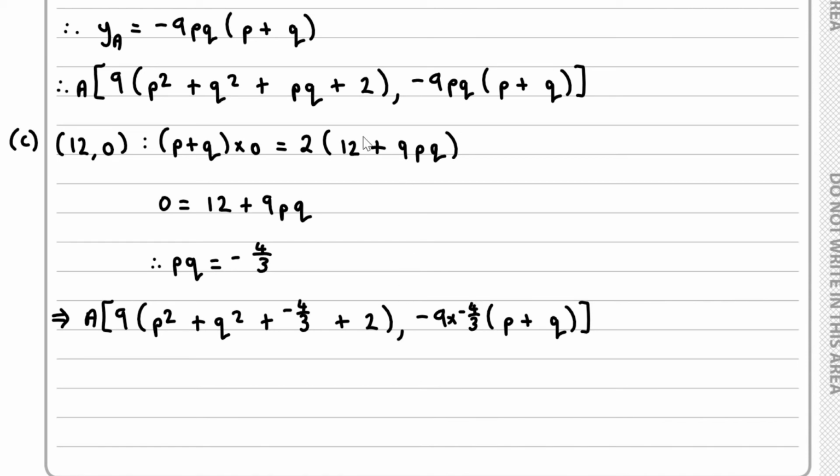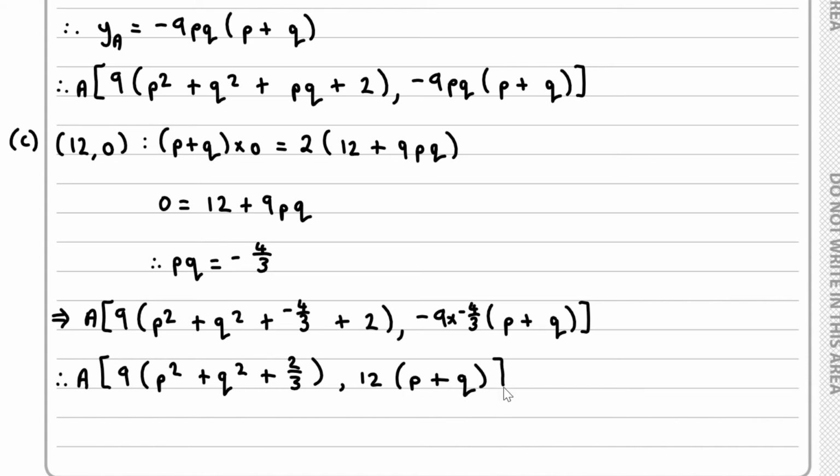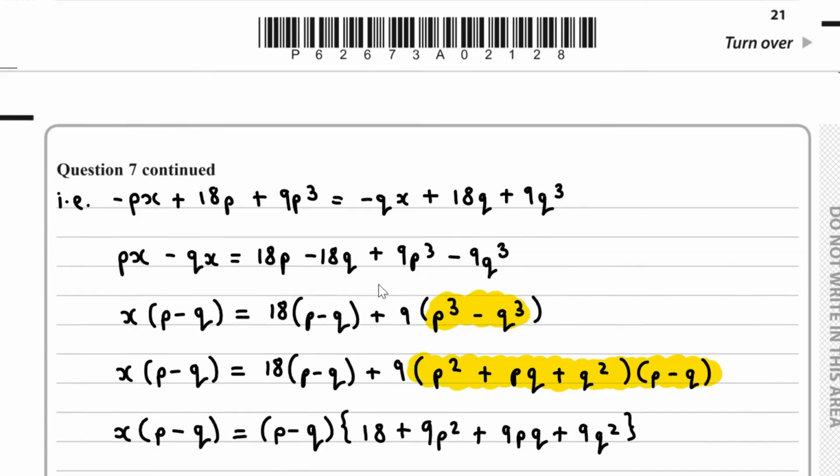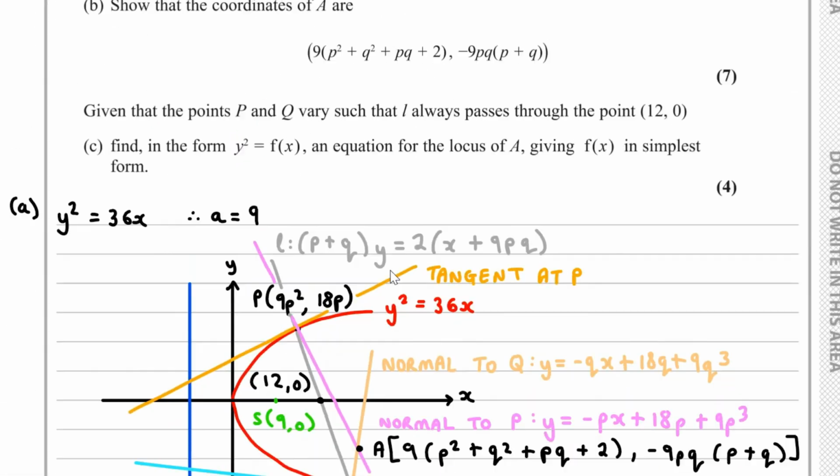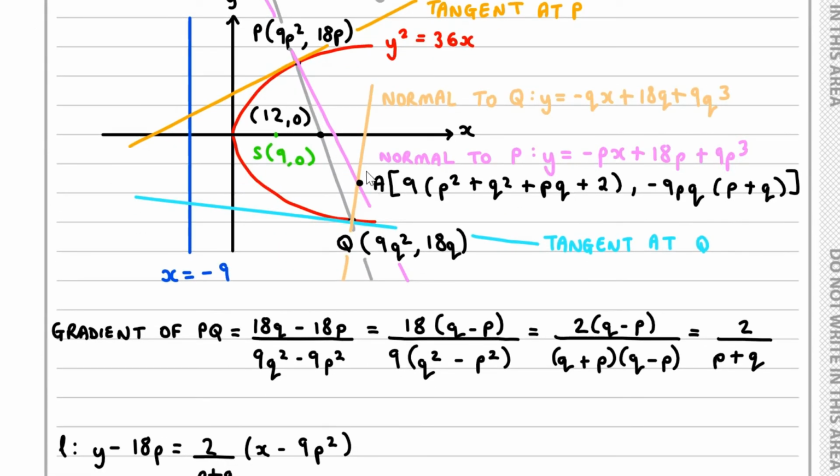So all we've just done is replace pq with minus 4/3, and in doing so we can therefore conclude that A now has coordinates (9(p² + q²) + 2/3, 12(p + q)). And what we need to do is find the locus of A as P and Q move around, but of course the line L will always remain fixed.